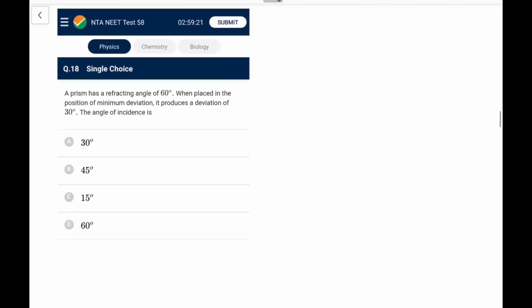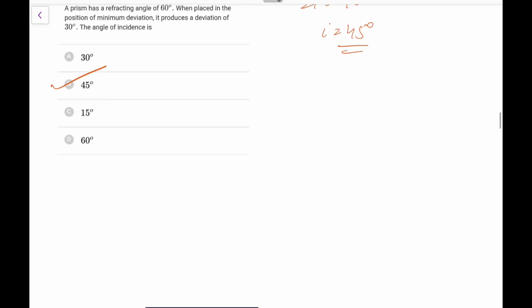Next one. A prism has a refracting angle of 60 degree. When placed in position of minimum deviation, it produces a deviation of 30 degree. The angle of incidence is, we know delta minimum is equal to 2i minus A, because r is equal to A by 2. So you know A, you know deviation, so 2i would be equal to 60 plus 30, 90. So i is 45. I think this question is getting repeated. We have solved such a question in one of the tests before.